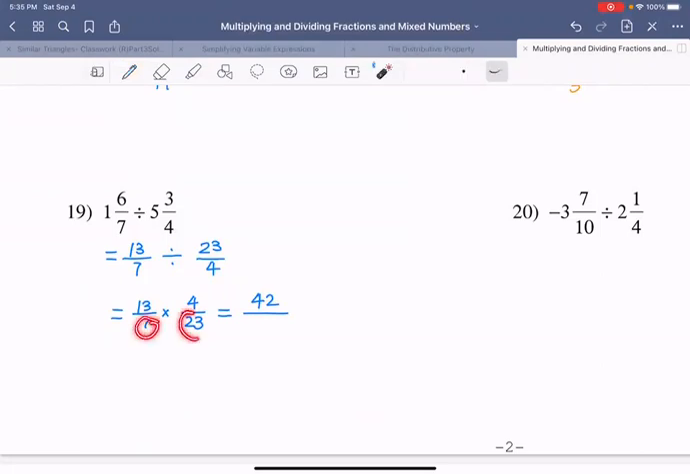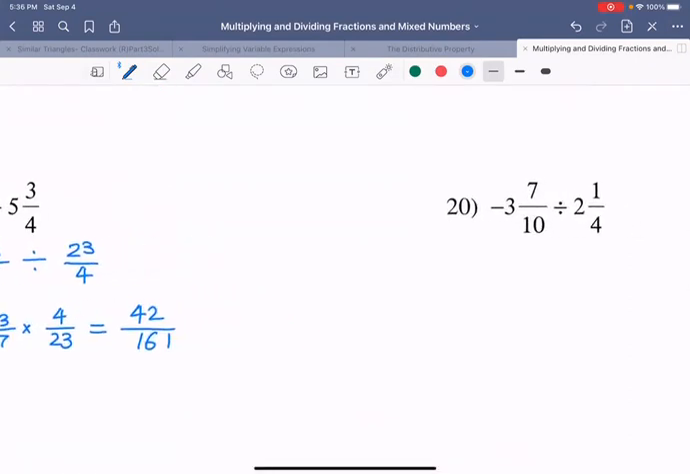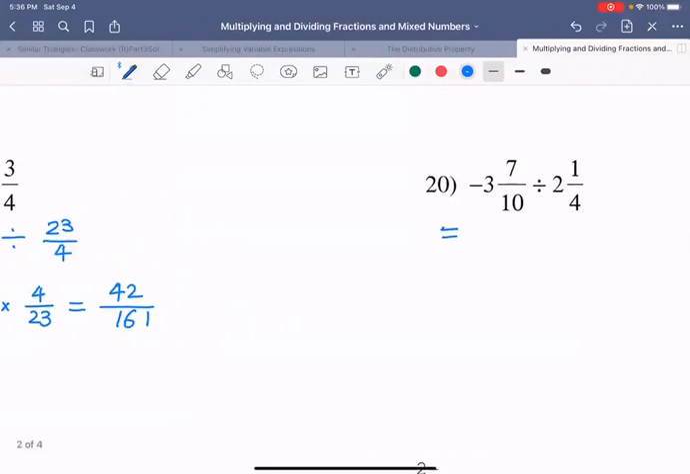Give it a try. It's 3 times 7, 7 times 3 is 21. And then 7 times 2 is 14 plus 2 is 16. So there you go, 161. Beautiful. I like it. Very good. Then let's do this one.